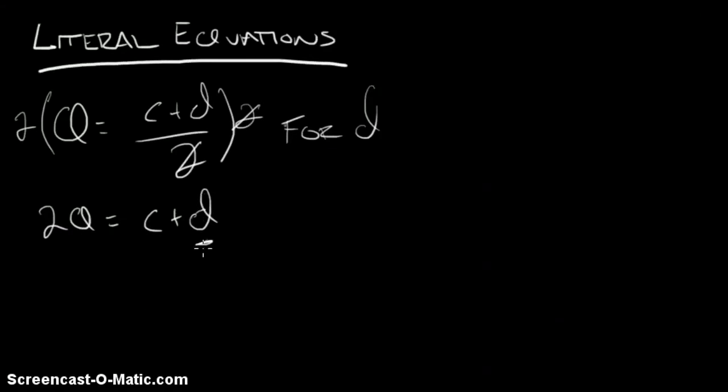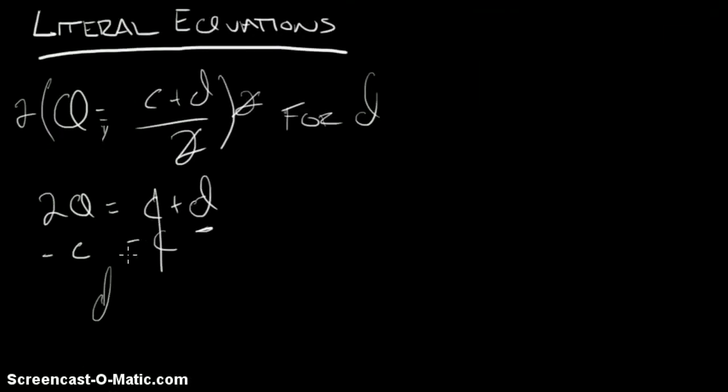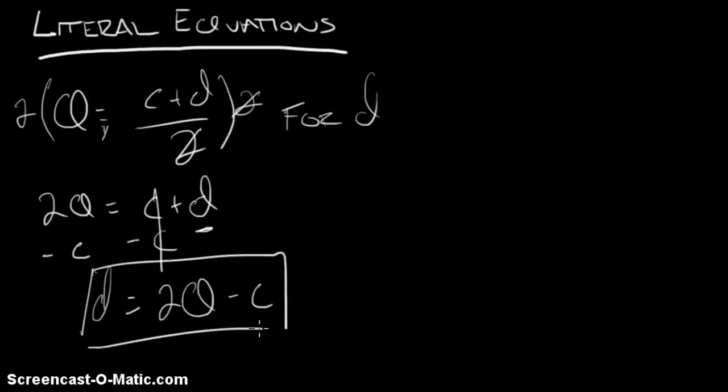So now again, I've got C plus D. I would need to get the D by itself. So this C is positive, so I'm going to subtract it from both sides. Subtract C, just like that. These C's are gone. Again, I'm going to flip it around so it'll be D. Oh, we're having a heck of a time right now. Here we go. D equals 2Q minus C. And again, you see the D is by itself, so we're good. And that's our answer.